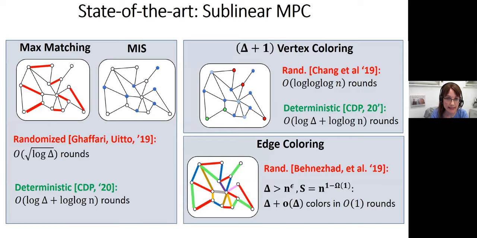Here we still have some sublogarithmic bounds that are randomized, by Ghaffari and Uitto. And still the best deterministic bound that we have is just logarithmic, okay? If we look at delta plus one vertex coloring, here is another interesting gap. In the randomized setting, we have this triple log algorithm, whereas in the deterministic setting, we still have nothing sublogarithmic.